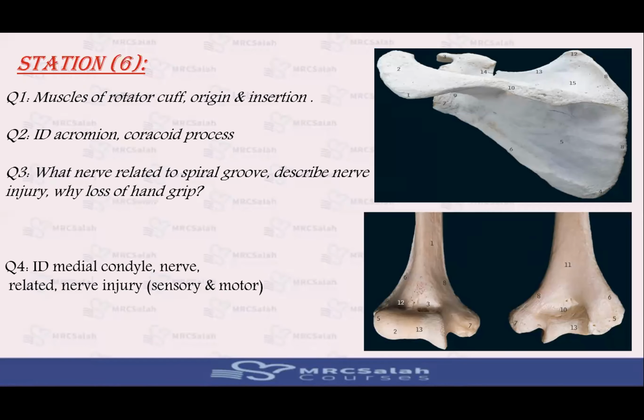As we said, any nerve injury will have a sensory and a motor part. You described the motor. What about the sensory? We have sensory loss of the ulnar one and a half fingers on the palmar side. We have loss of sensation of the medial one and a half fingers and the palmar and dorsal aspect of the hand.